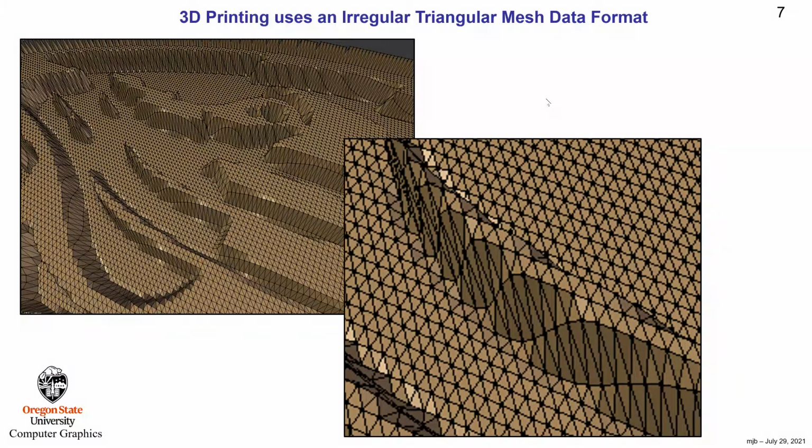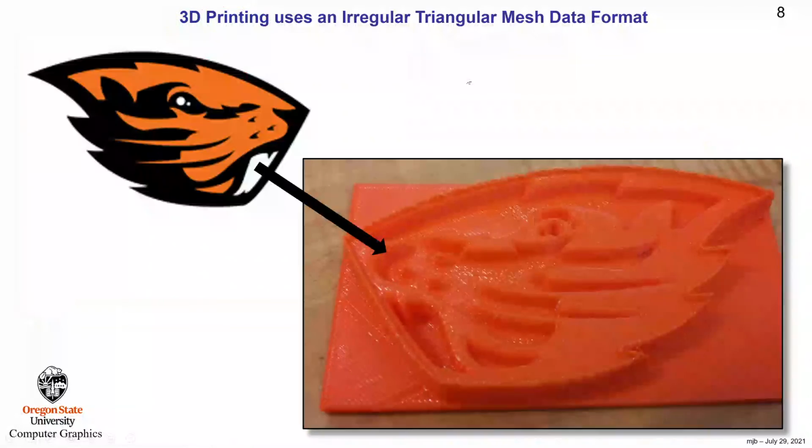3D printing uses irregular triangular mesh data formats, TINs. And so here is a 3D printed object. Interest in TINs, triangular irregular networks, has increased lately because that's how you get geometry to 3D printers. This particular one has a certain significance.